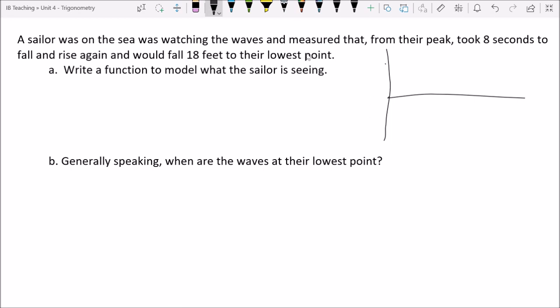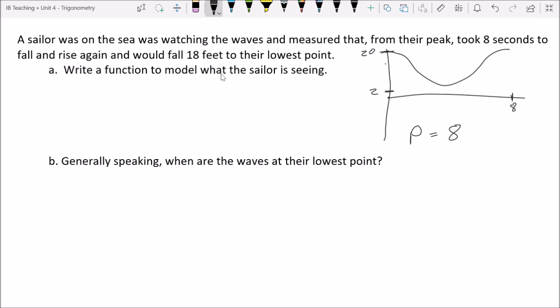So I'm just going to arbitrarily pick a spot. I'm going to say, I think it starts at 20 and it drops down to 2. Why not? Okay. So guys, you can pick anything you want there. It really doesn't matter. From their peak, they take 8 seconds to fall and rise again. So they fall and they rise again, and that takes 8 seconds. All right, I'm going to make a note. That tells us the period is 8.